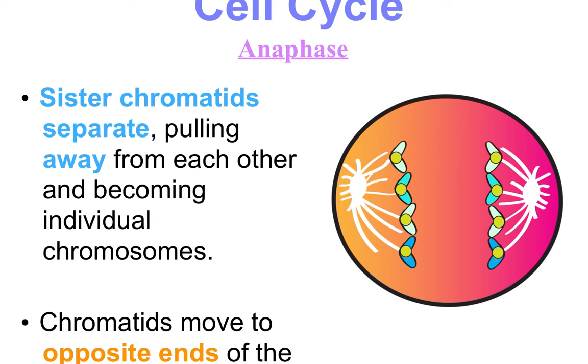In anaphase, your chromatids are going to move to the opposite ends of the cell. So these spindle fibers contract and pull apart the sister chromatids, taking half of the DNA with them. So sister chromatids separate, pulling away from each other and becoming individual chromosomes.